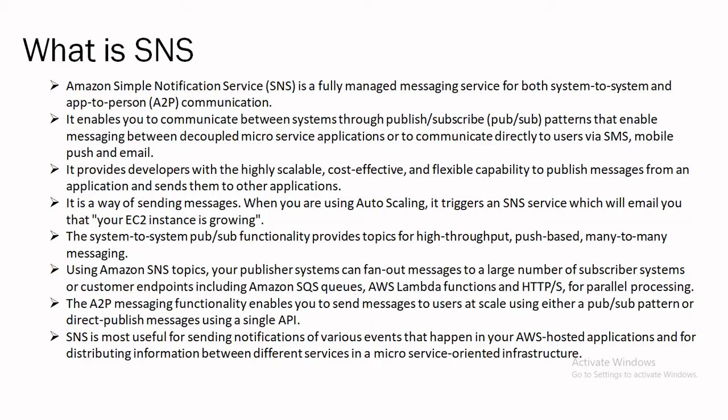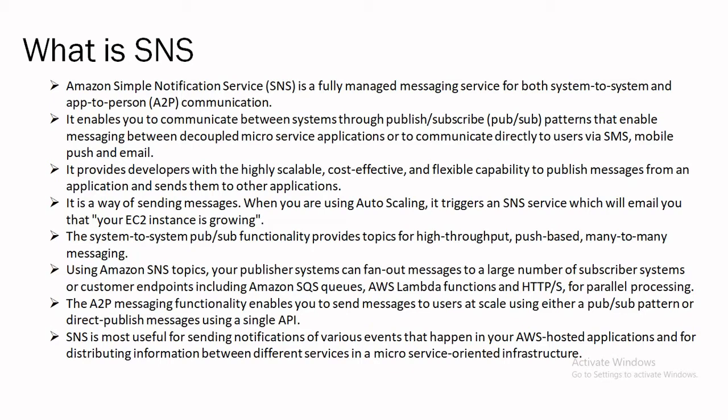It provides developers with highly scalable, cost-effective and flexible capability to publish messages from an application and send them to other applications. SNS can also send messages to devices by sending push notifications to Apple, Google, Fire OS, Windows devices, as well as Android devices in China and Baidu Cloud Push. Besides sending push notifications to mobile devices, Amazon SNS sends a notification through SMS or email to an Amazon Simple Queue Service, that is SQS, or to an HTTP endpoint.